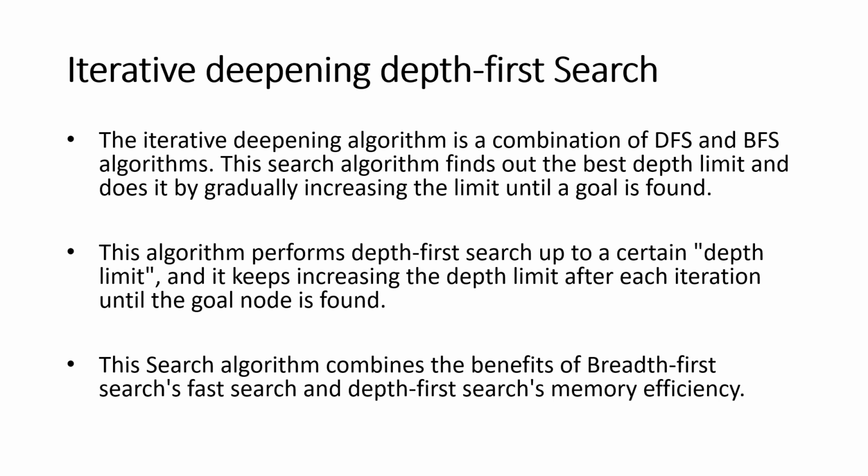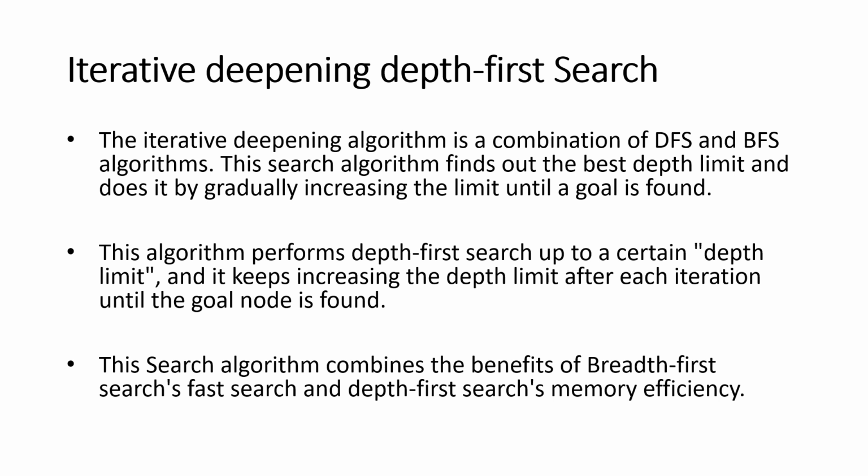Next is iterative deepening depth first search. This is a hybrid search algorithm that combines the advantages of DFS and BFS. This algorithm repeatedly performs depth limit search, starting with a small depth limit and gradually increasing the depth limit until the goal node is found. Initially the depth limit is set to 0 and depth first search is performed up to this depth limit. If the goal is not found, the depth limit will be increased by 1. This process continues until the goal node is discovered.